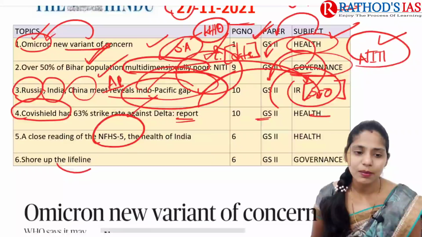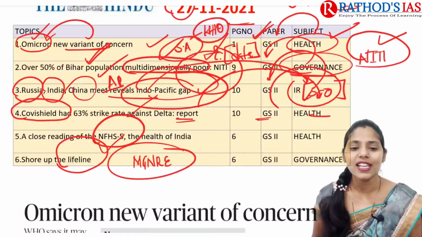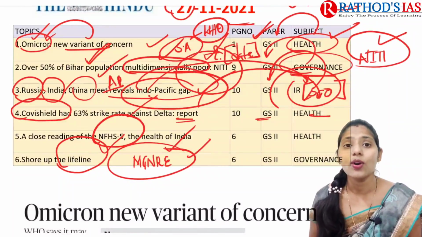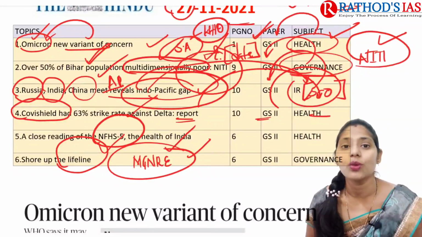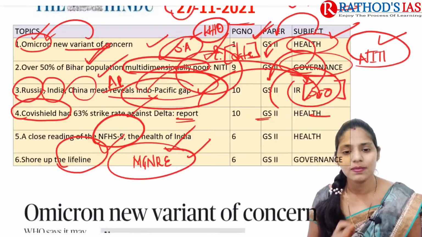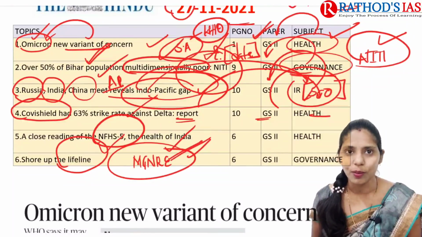And next topic, it is about shoring up the lifeline. It is about our MGNREGA scheme. So in yesterday's lecture, we talked about one article regarding about 10,000 crore rupees which are mainly allocated for this MGNREGA scheme, which is mainly some additional amount. So here we need to discuss this topic very much.